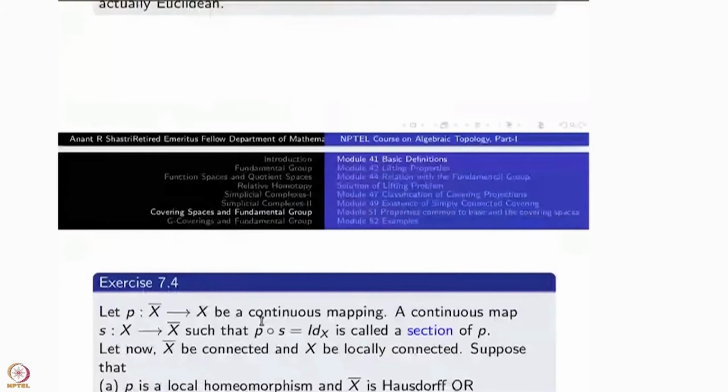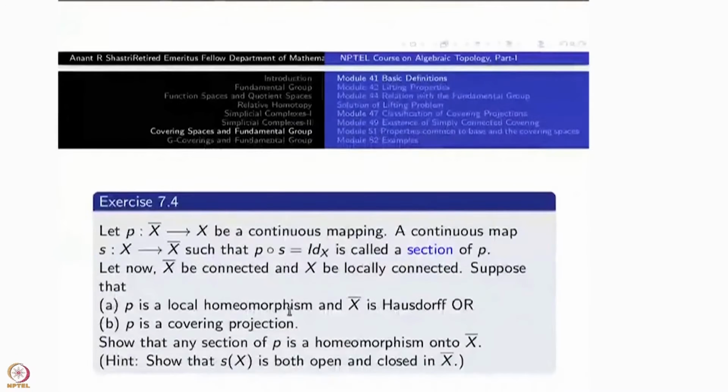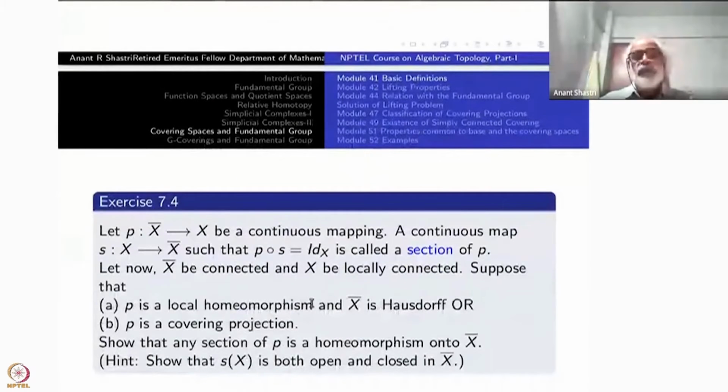And here is an example. This also you can do yourself, but when I want to use it, I will prove this one. So take a covering projection P. Take any continuous map S from X to X bar which is a right inverse to P, that means P composite S is the identity. Then you call S a section of P.